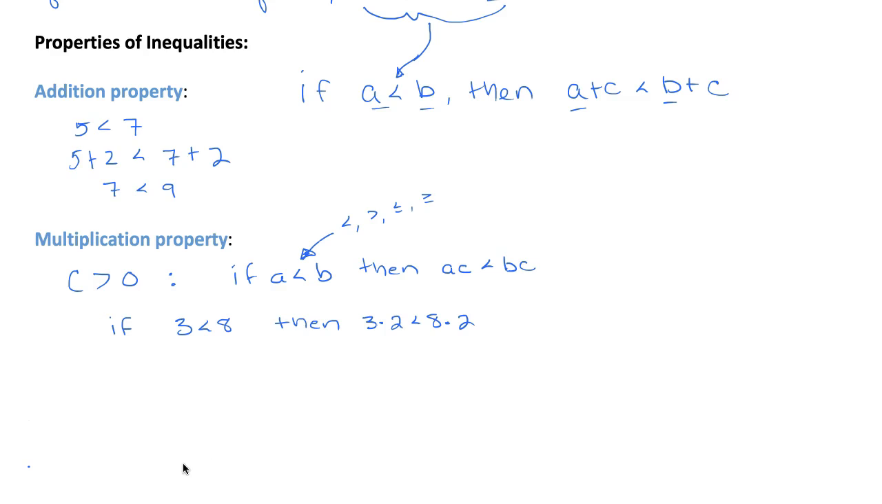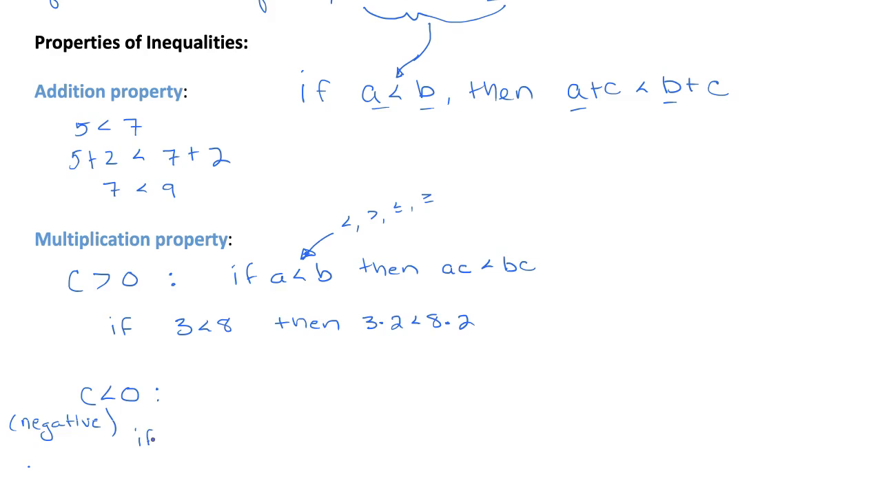The next part of the multiplication principle is if C is less than 0. In other words, what does that mean? It means C is negative. It's a negative number. If we're working with a negative number that we're multiplying on both sides of the equation, something different is going to happen. I want to give you an example first so that we can think about it.